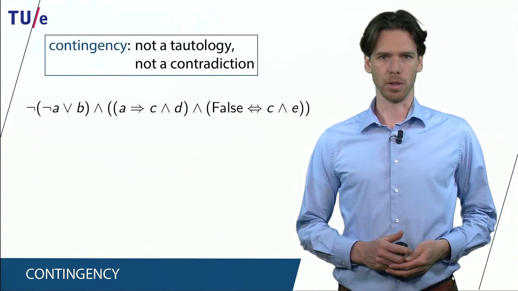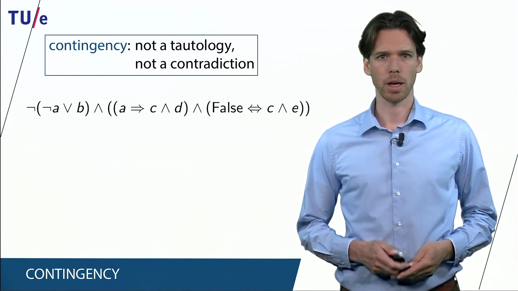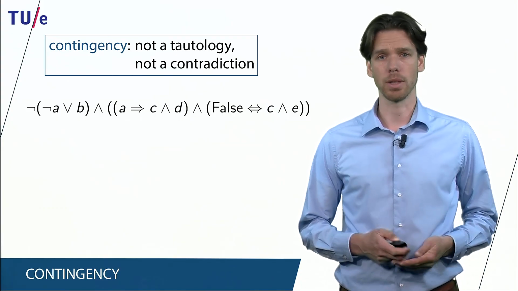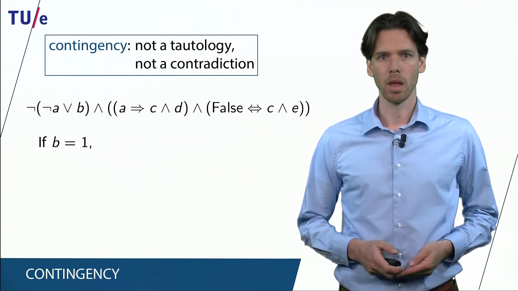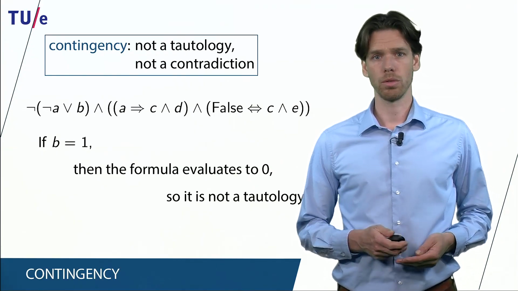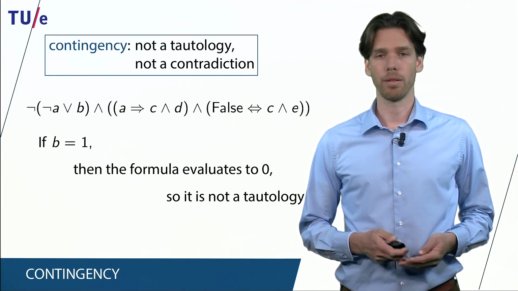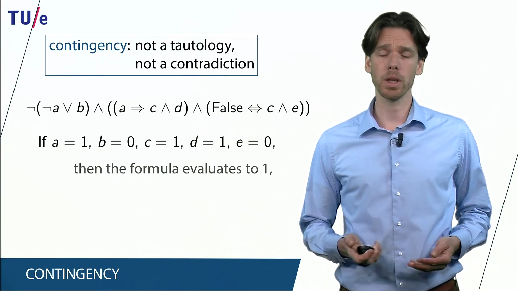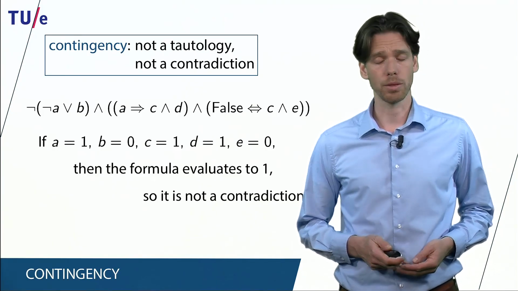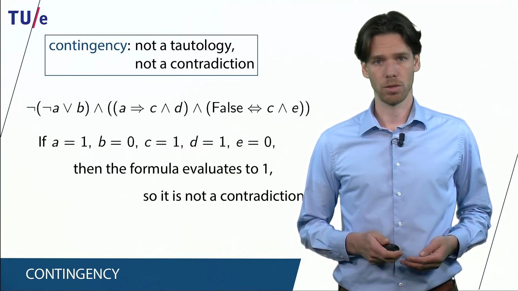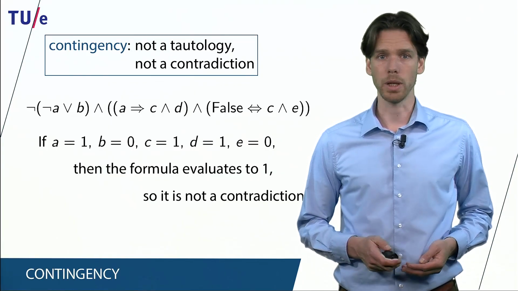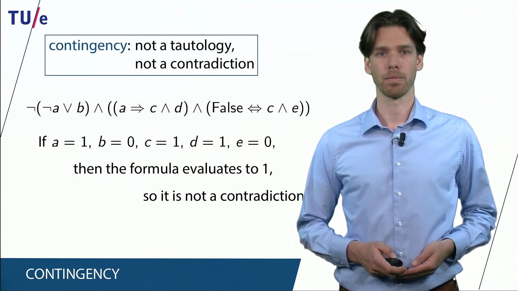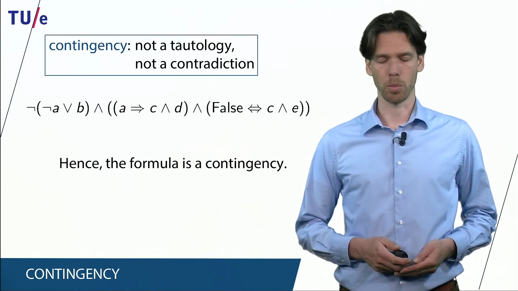We have now found two assignments, one that makes the formula evaluate to false, and one that makes the formula evaluate to true. And hence we can now concisely present the argument that this formula is a contingency. If we assign the truth value true to the proposition variable B, then the formula will evaluate to false, proving that it is not a tautology. If we assign the truth value true to the proposition variables A, C, and D, and the truth value false to the proposition variables B and E, then the formula evaluates to true, proving that it's not a contradiction. And therefore, we may now conclude that the formula is a contingency.